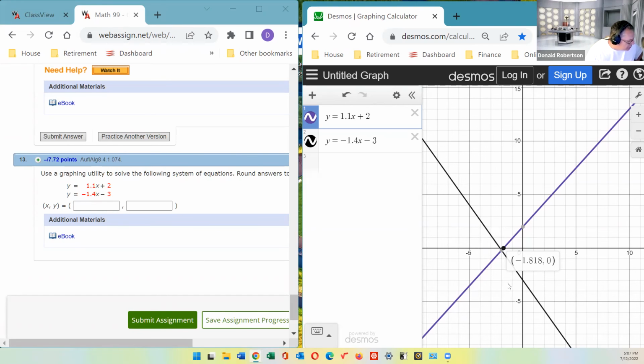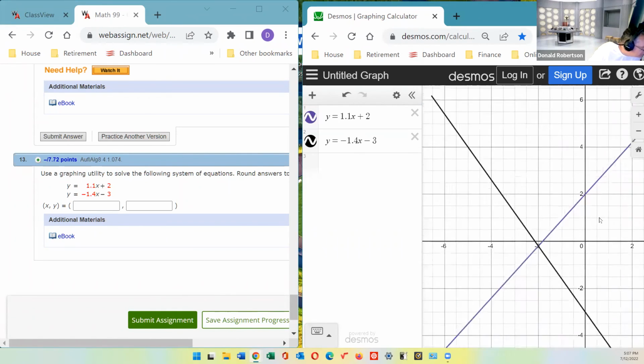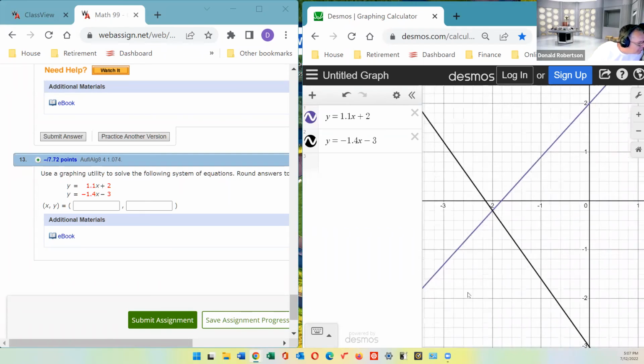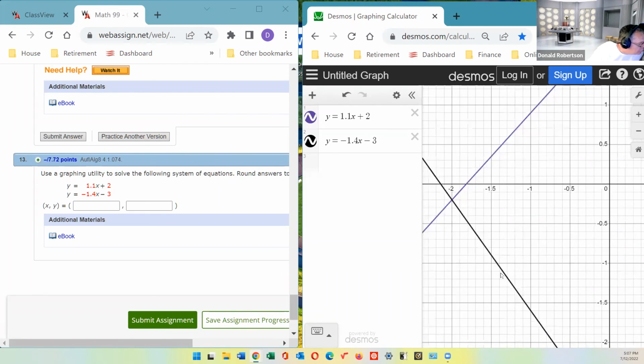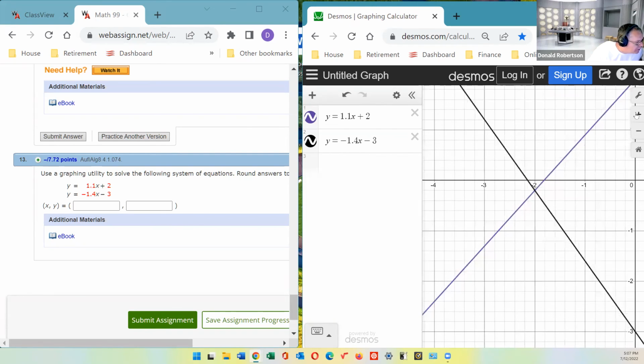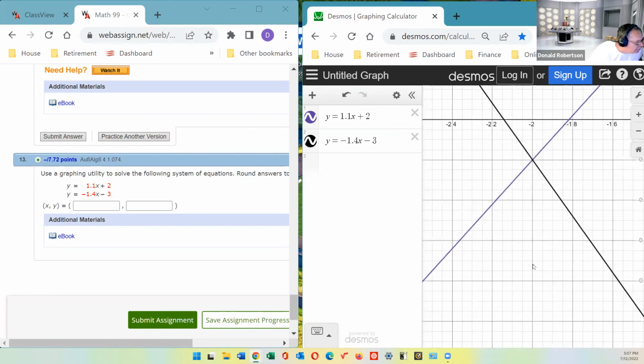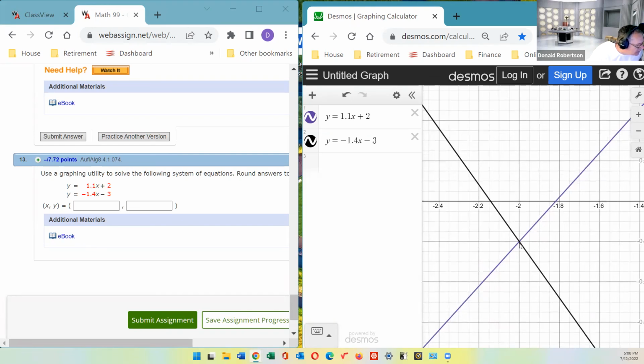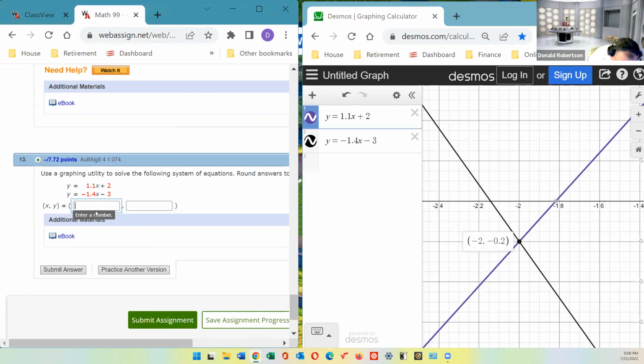It's hard to tell because, I could do this. Couldn't I just zoom in? There, that's the way around the problem. You can zoom in by hitting that little button there as well. That's out and in. So you zoom in, and then you just move the mouse pointer. It looks like that guy is negative 2, negative 0.2. So let's check it out. Negative 2, negative 0.2. And I'll do a submit on it.